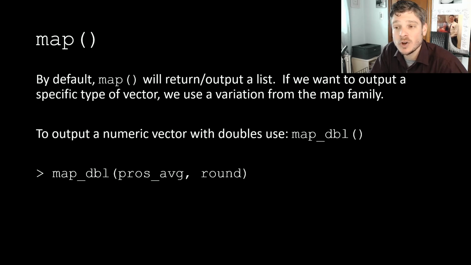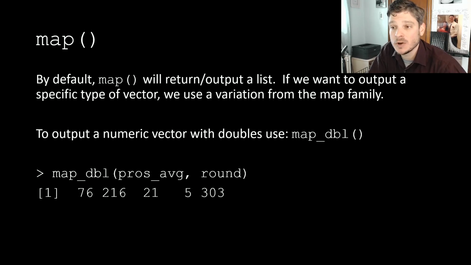If I run the code now, it's going to do the same exact operation. I'm going to take my pros average vector and round everything to the nearest whole number, except now by saying map underscore double, my output is going to be a numerical vector instead of a list.